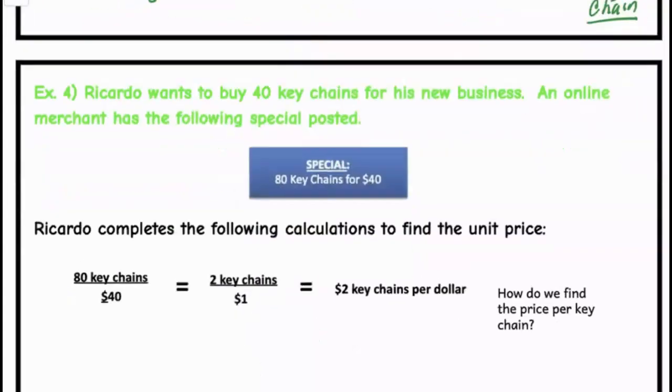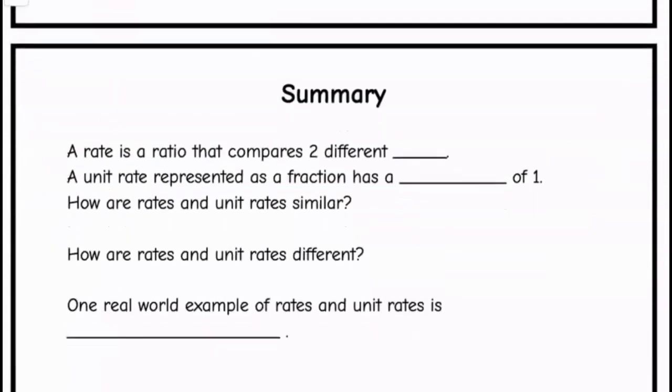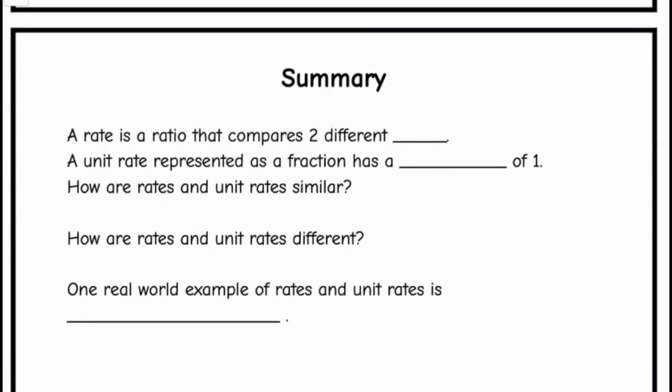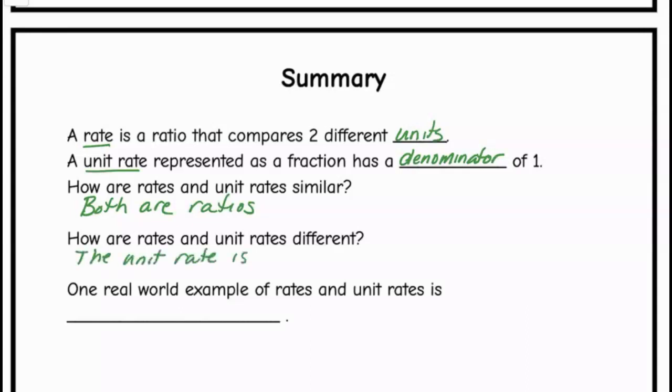Okay, and that's what all of this is written down. I have extra stuff. Okay, so the last thing is a summary. A rate is a ratio that compares 2 different units. A unit rate, represented as a fraction, has a denominator of 1. How are unit rates and rates similar? Both are ratios. How are they different? The unit rate is for 1 unit. Then a rate is not necessarily for 1 unit.